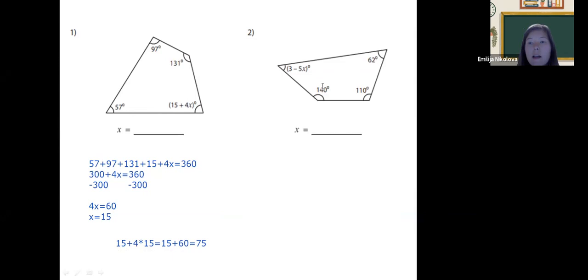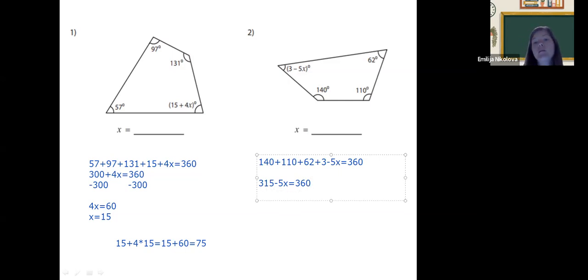Now we can do the second exercise the same way. So let's do the second exercise. We solve it in the same way. The first angle is 140, plus the second angle 110, third angle 62, and the fourth angle is 3 minus 5x. That will equal 360. Now we can add all of this together: 140 plus 110 plus 62 plus 3, that's 315 minus 5x, will equal 360.